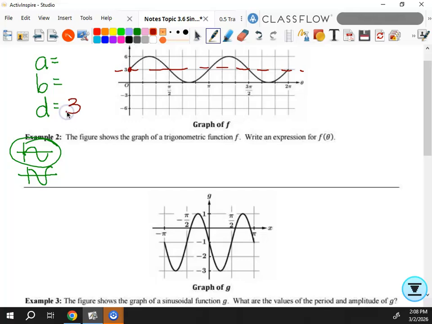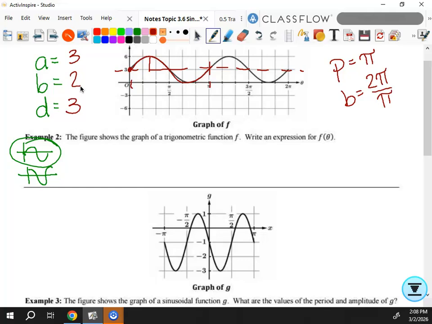So that's that value. What is my amplitude? 3. It's also 3, right? It's a coincidence that they're the same. Then to find b, I need the period. What is the period here? Pi. Start here, end here. It is pi. Period is pi. So b is 2 pi divided by the period, which gives me 2.